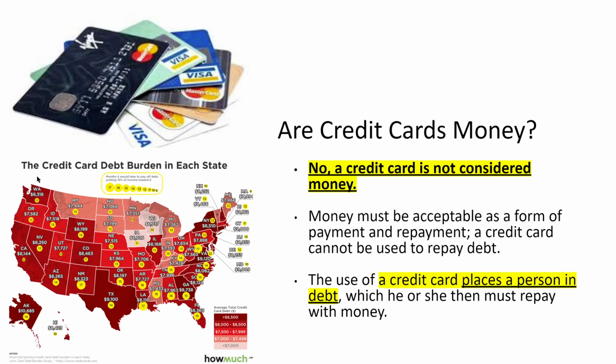By the way, this is the credit card burden for each state per person. So in Michigan, the average credit card burden is $7,382. That's a lot of money.